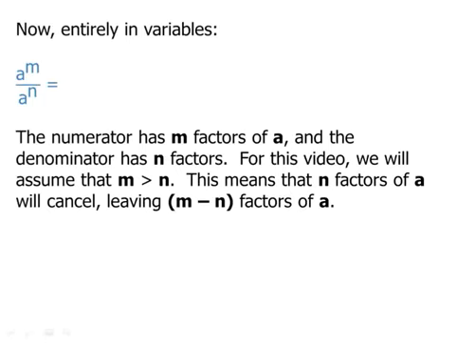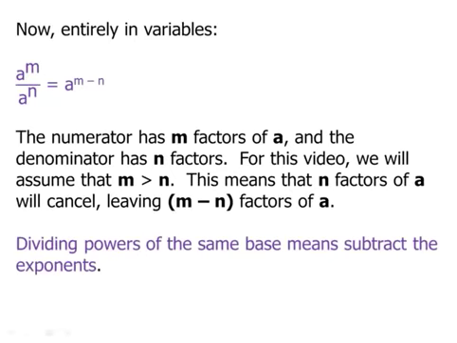So all those factors in the denominator will cancel when we take the m factors in the numerator and remove the n factors that cancel. We're going to be left with m minus n, and that's going to be the exponent of a. And right there is our second law of exponents. When we divide powers of the same base, this means that what we have to do is subtract the exponents.